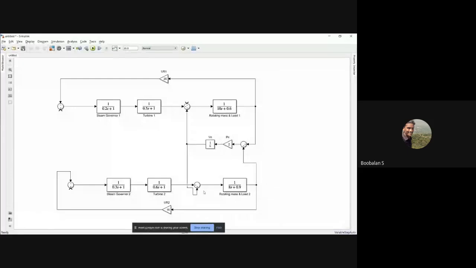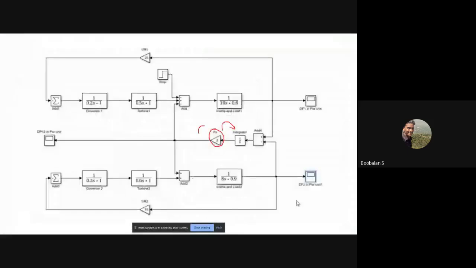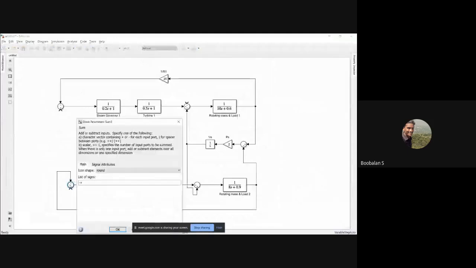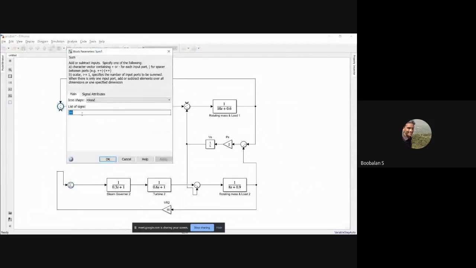Now I'm just going to verify with it, plus plus, right? No issue. And I need only negative feedback. That's why I'm going to use the minus symbol alone, right? Only negative feedback. That's why simply minus.